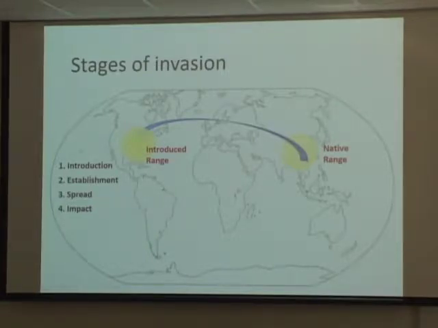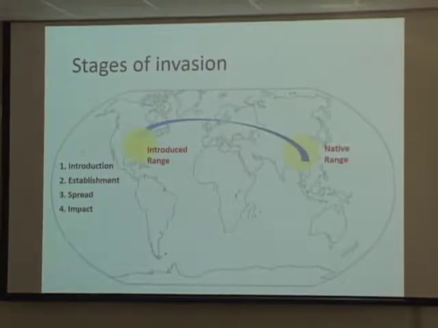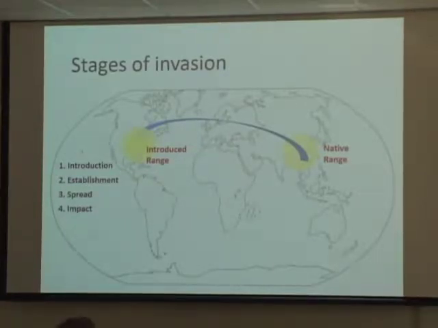And there's a lot that we don't understand about the spread of invasive species. For example, the rate of spread, the distance of spread, and the pathways of spread. And this is what I'm interested in. And I'm also interested in how we can decrease the impact of invasive species.